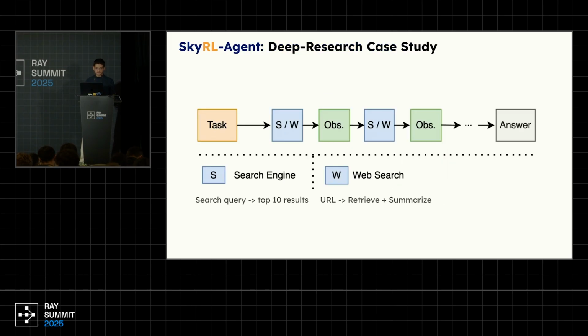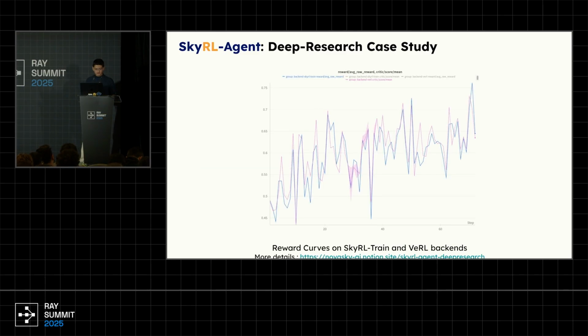So I won't spend too much time on this, but we've validated the agent stack on two of the tasks I talked about. One is deep research. Here again, we're showing how a trajectory might look. At each step, the agent can call the search tool or the web research tool. And we've validated training on a small training data set. This is the reward curve, and we're also showing that the reward curves match for two different training backends, the SkyRL train backend as well as the world backend. There's a lot more detail in our blog in terms of the data set used and some of the lessons we learned when implementing the tools for this task.